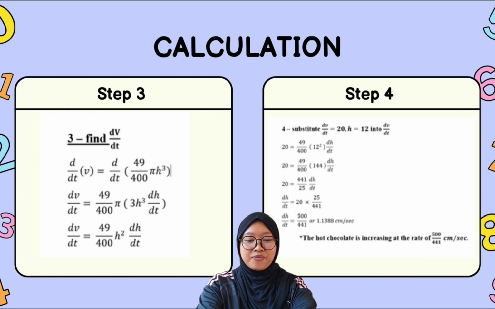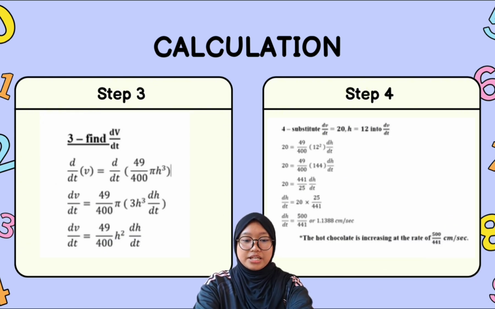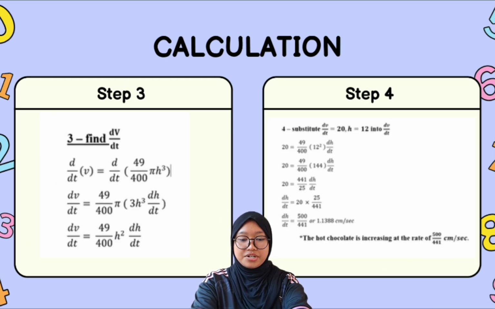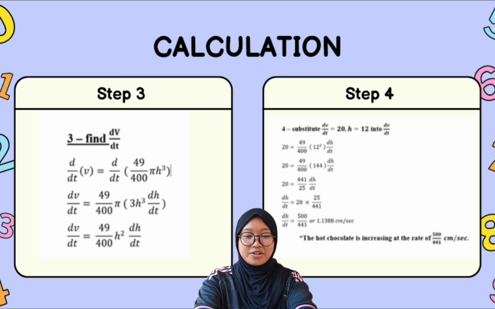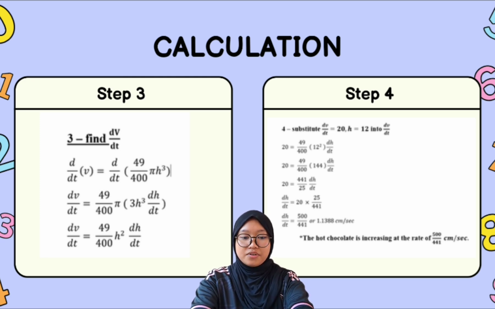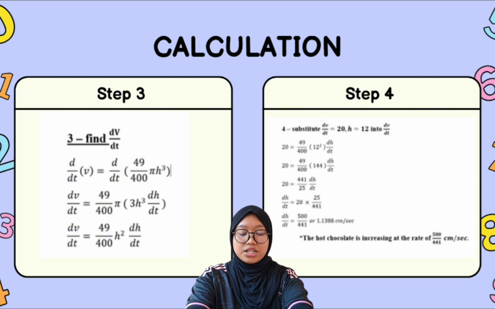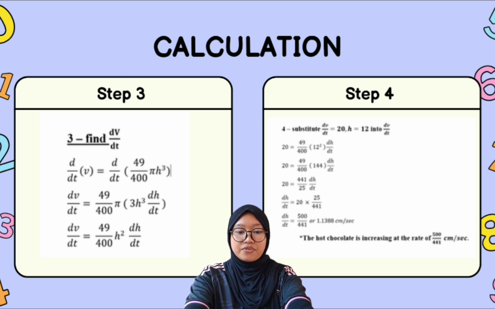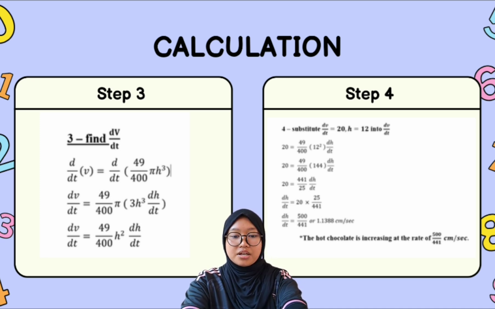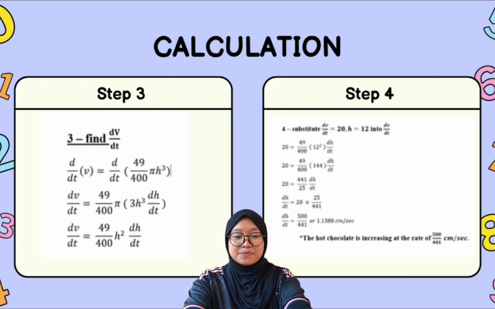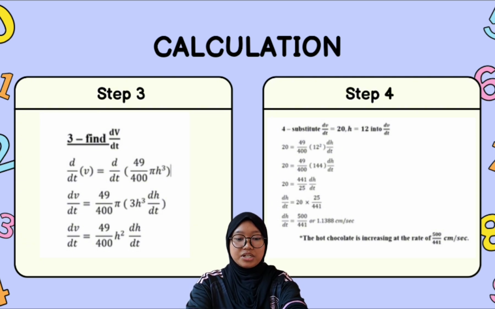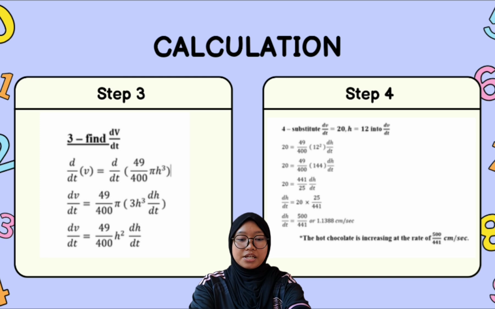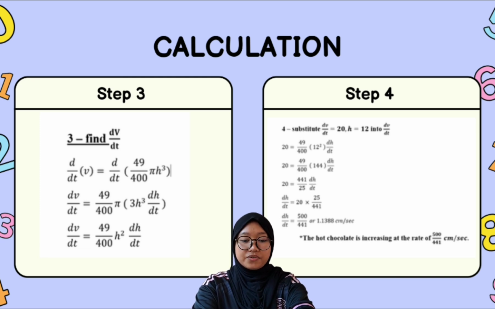Step 3. Find dV over dt. Differentiate V equals 49 over 400 pi H cubed. dV over dt equals 49 over 400 pi times 3H squared dH over dt. dV over dt equals 49 over 400 H squared dH over dt. Last step, substitute dV over dt equal to 20 and H equal to 12 into dV over dt.